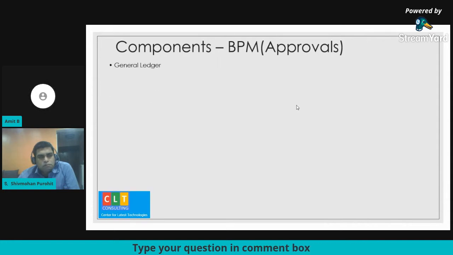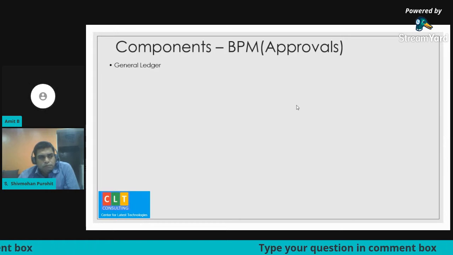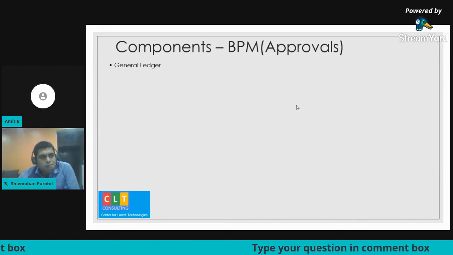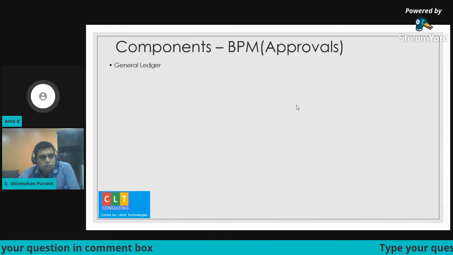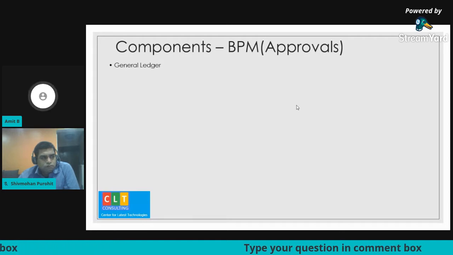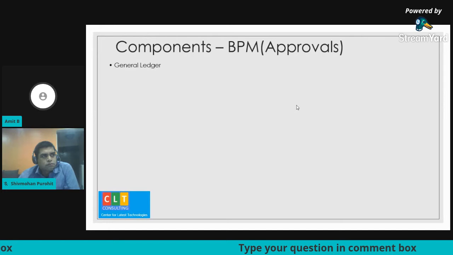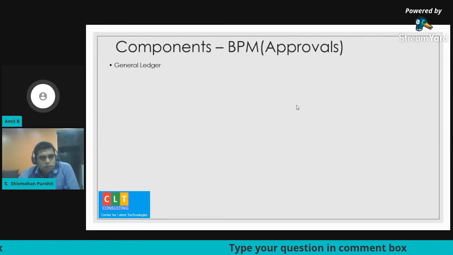Then we have one other main component of any ERP, that is called BPM, Business Process Management, or approvals. It was earlier workflow, we used to call it that in Oracle 11i, we used to call it approval management engine in R12, and now it is business process management, and the core of it is approvals. So we will talk about it.